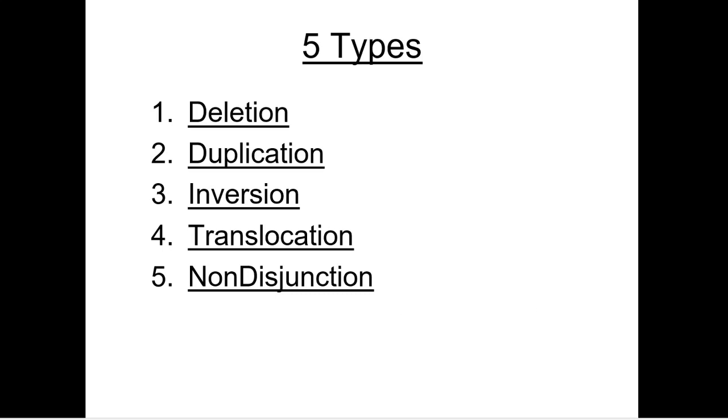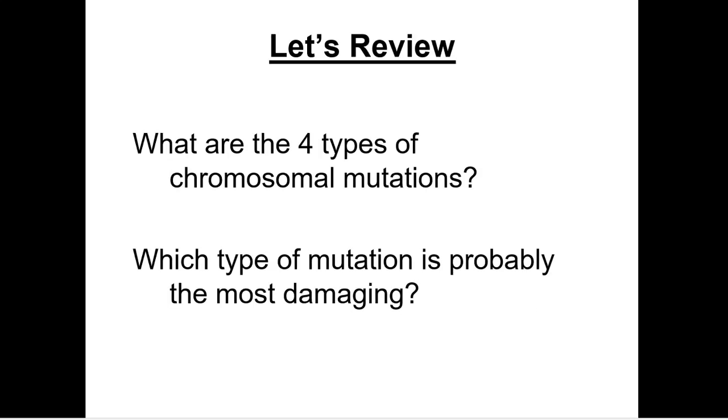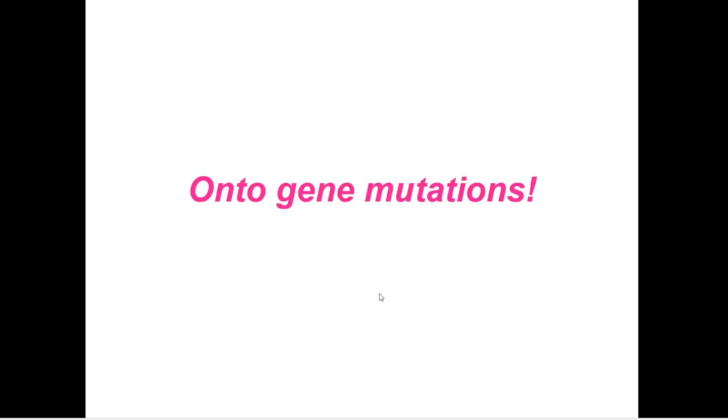Okay? All right. And it says, which type of mutation is probably most damaging? Really, they're all pretty damaging, but most of the time trisomy is the one where we see the highest death rate. But with everything else, a lot of times you see a high death rate, and all of them can be equally as damaging. All right, so let's go on to gene mutations.